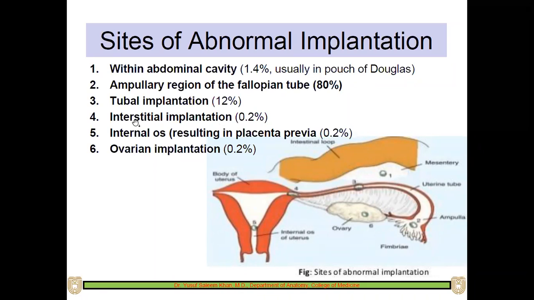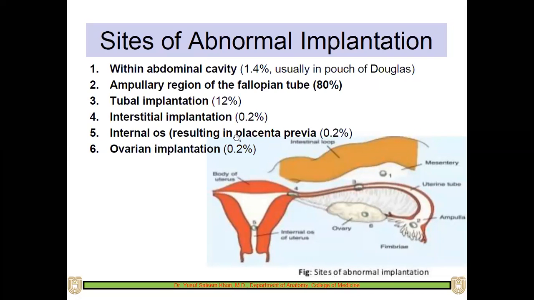Then it can also get implanted, this is the third type, called the interstitial implantation, where it gets implanted within the interstitial wall. Sometimes there can be implantation at the internal os. Internal os is a part of the cervix. This is the cervix. There is the internal os and the external os. So sometimes it goes to the cervix instead of the fundus. It should be implanted on the fundus or the posterior wall, but sometimes it goes into the cervix and gets implanted, which leads to placenta previa, almost 2.2%.